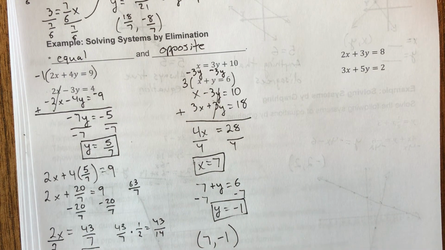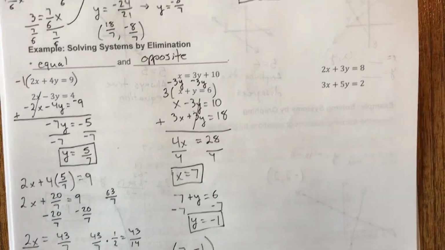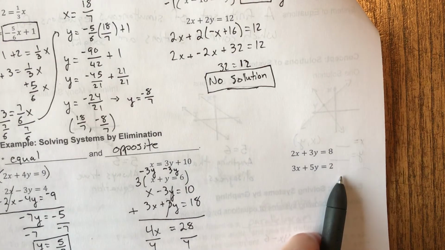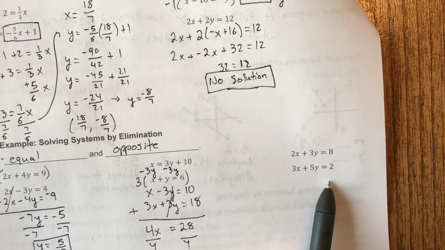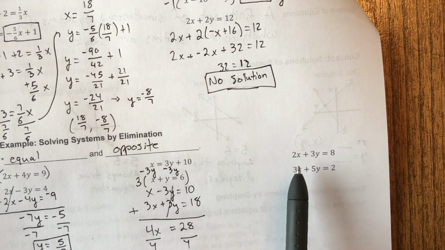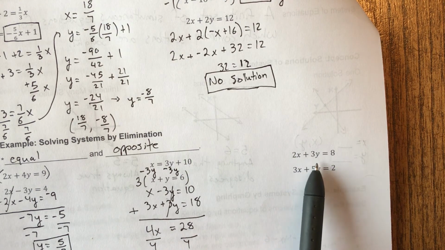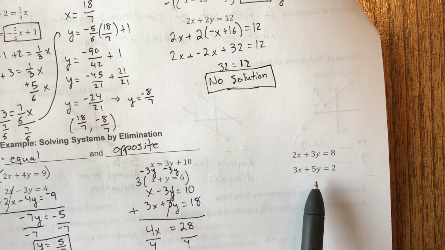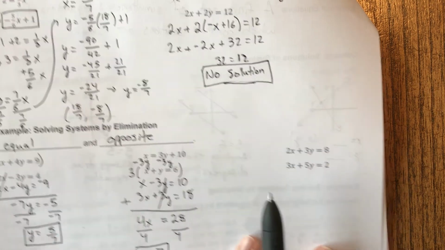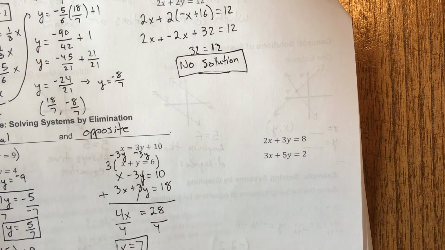And finally, here is a system of equations. It's all set up to eliminate, or rather it's in the form that we need: x's, then y's, then constant terms. They're both in standard form. 2x plus 3y equals 8, and 3x plus 5y equals 2. And I have to try and figure out how to make these equal and opposite.